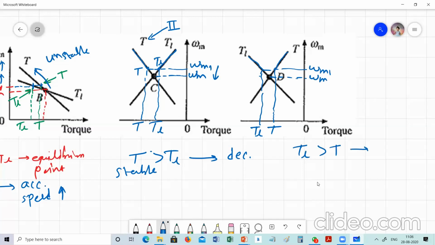From here you can say that TL is greater than T. TL is greater than T in the second quadrant means the machine will accelerate. Machine will accelerate means the speed will further increase. Speed अजून वाढेल. Means the point will again shift away from the equilibrium point. याच्यापासून दूरच ऑपरेशन जाणार. Means it is an unstable equilibrium point. कळलं का?